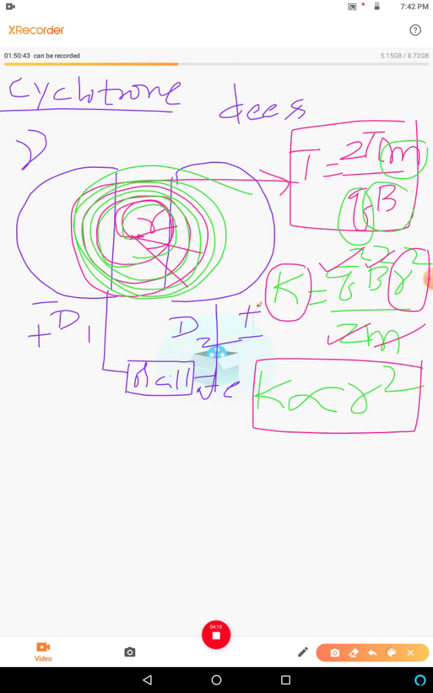The energy will not be increased inside the disk. The energy is increased in between the gap. Only in this gap does the energy keep increasing. Inside the disk there is no change in the kinetic energy, there is only an increase in the radius, because the electric field is 0.